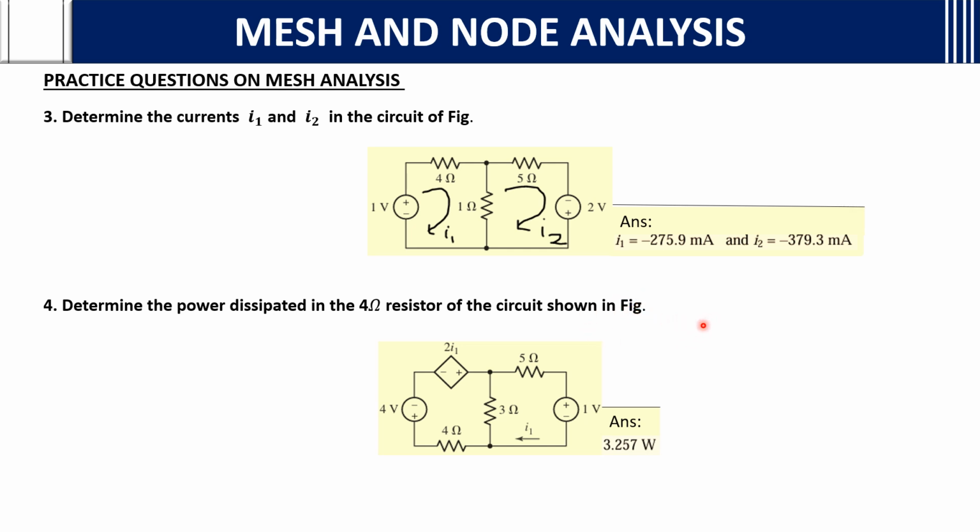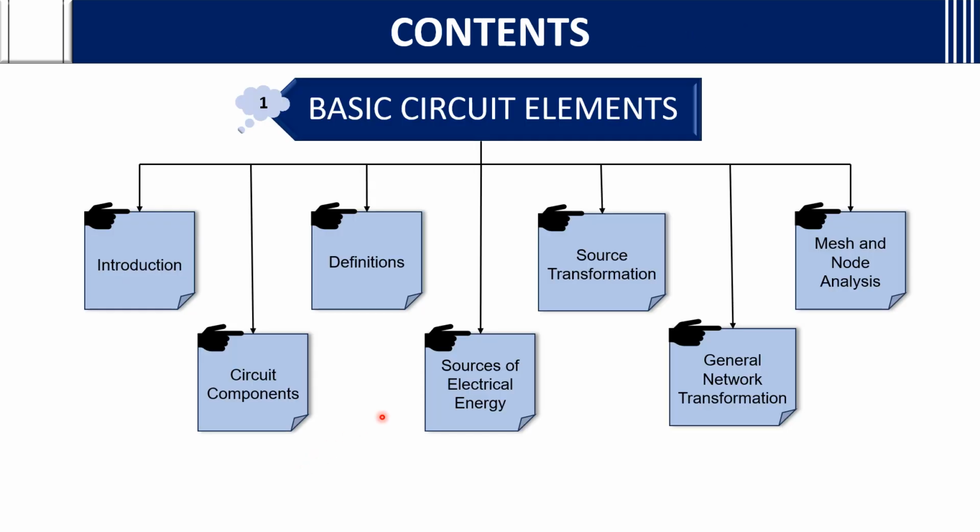So I am stopping the video here. We have already done the introduction, circuit component definition, source of electrical energy, source transformation, general network transformation, and today in this video we have completed mesh analysis. Later, in the next video I will do node analysis. Why? Because doing it in the same video will be tough for you also. So mesh analysis I have done some problems. Now later I will do the node analysis in the next video. I am stopping the video here.